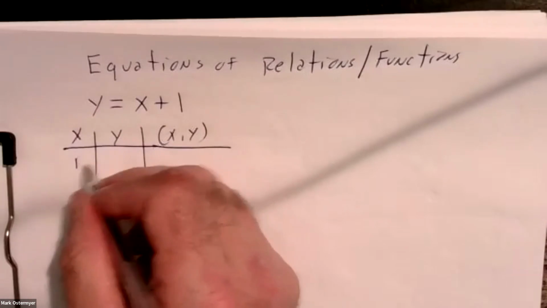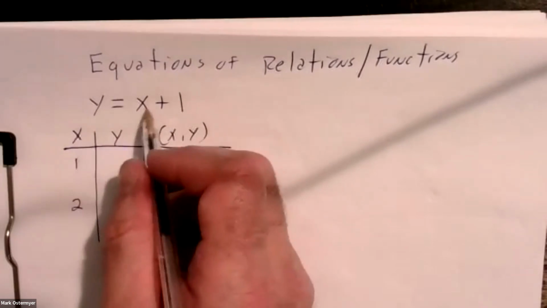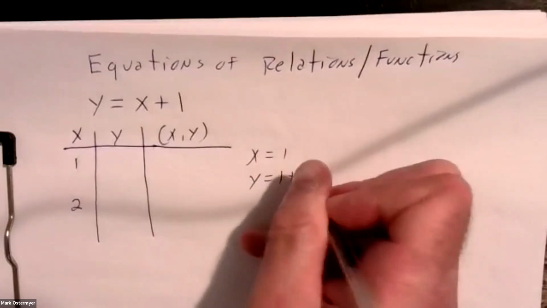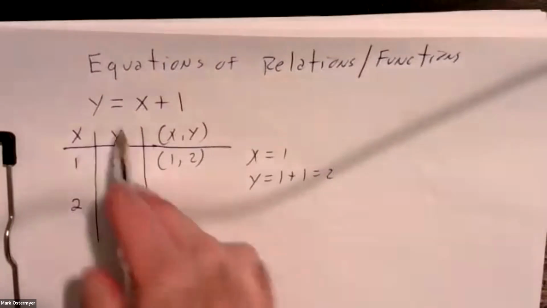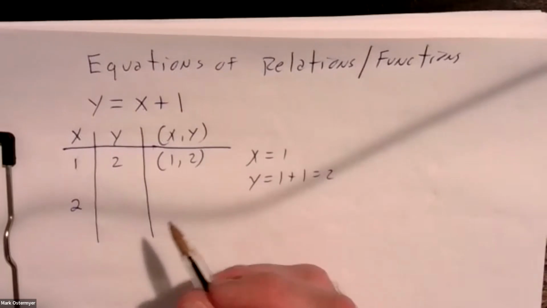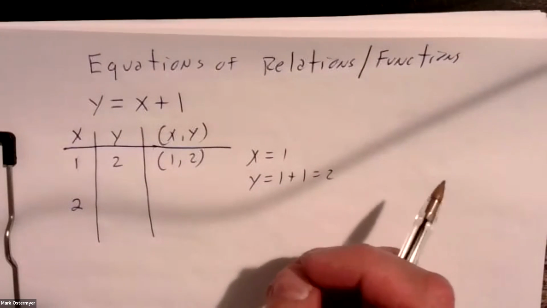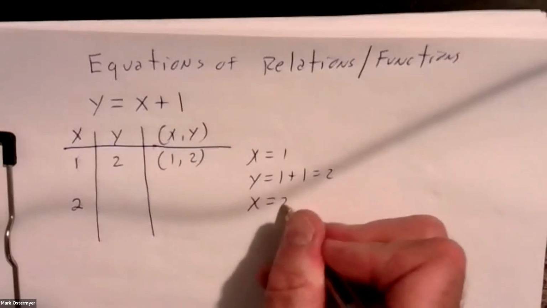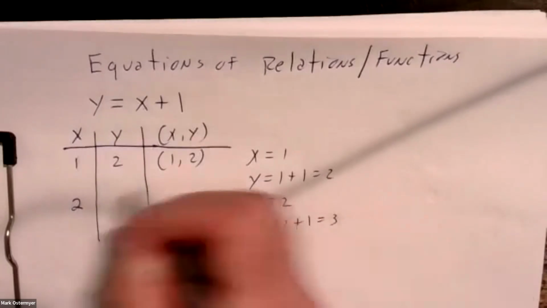What would y be if x is 1? If x is 1, y would be equal to 1 plus 1, or 2. So the ordered pair (1, 2) would lie on the graph of this function here. Ooh, I gave it away. I wasn't supposed to use that word yet. If I let x be 2, if I put 2 in for x, I get y is equal to 2 plus 1, or 3.